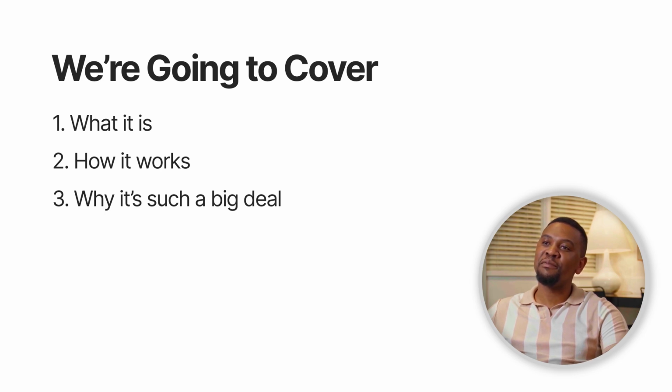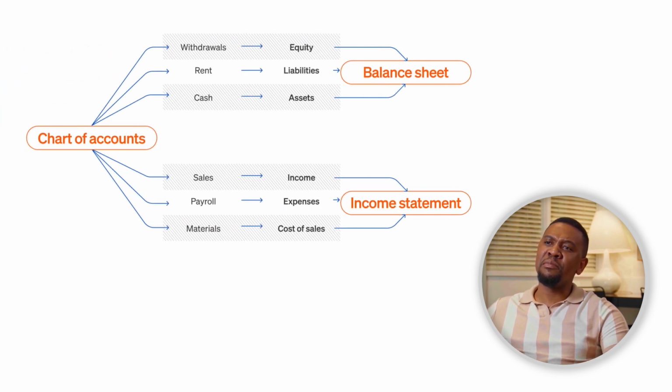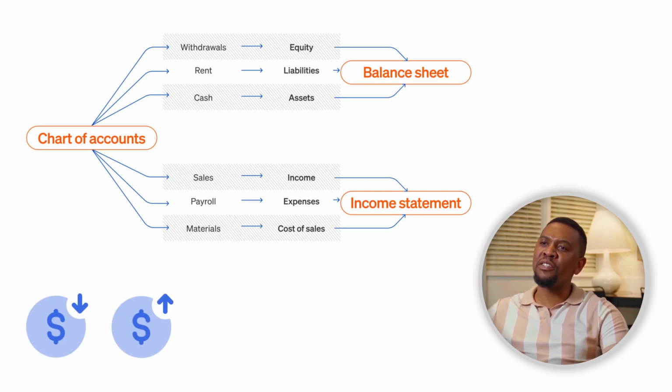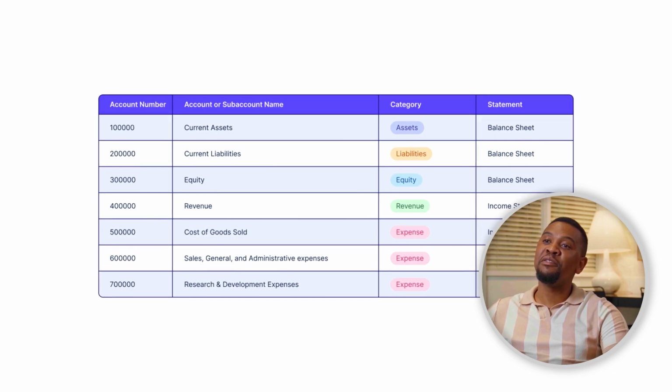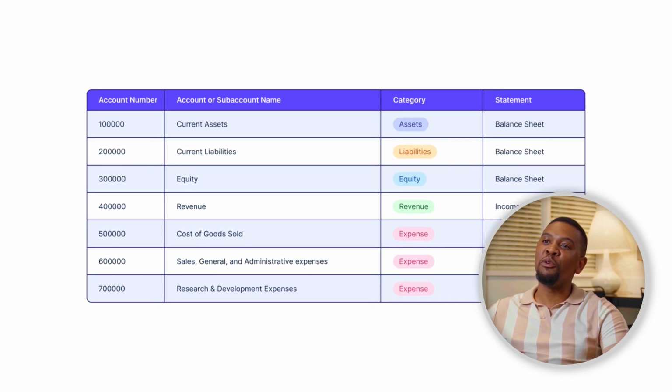Alright, real quick. What are we talking about here? Your chart of accounts is basically the blueprint your accounting system uses to organize all your transactions. It's like a giant sorting system. Every dollar that comes in or goes out gets assigned to a category here. Instead of just saying, we made money or we spent money, you're labeling what kind of revenue it was or what the expense was for.